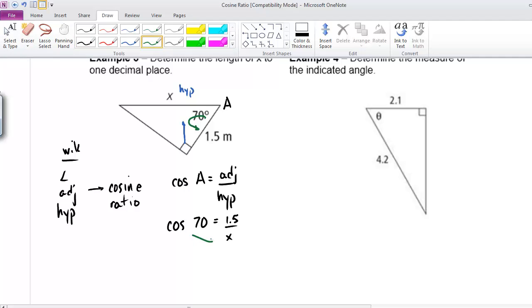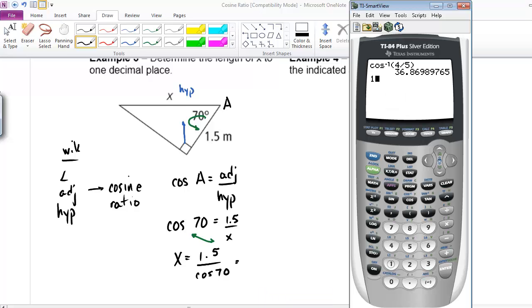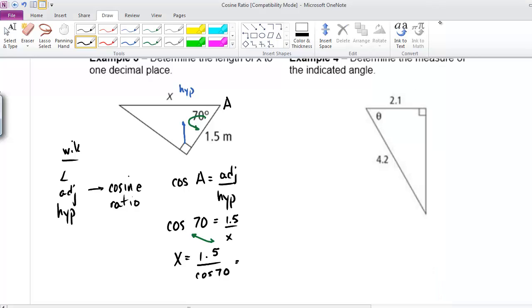And the shortcut for this one, remember we did the algebra in class, but the shortcut is interchange the cosine thing and the x. And when you do that, you get this. And remember, cosine of 70 is just a number. It's the ratio for every triangle that looks like this. So in our calculator, we can simply push the buttons and get to one decimal place, 4.4 meters.